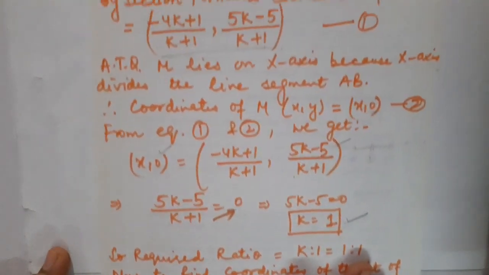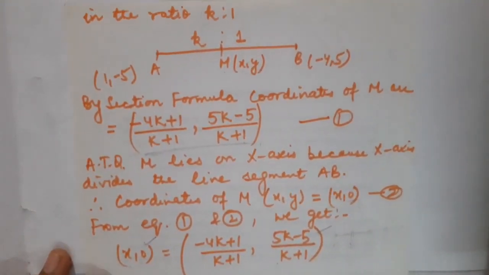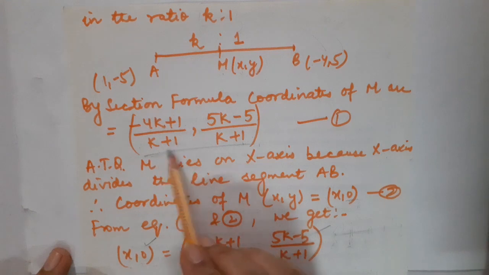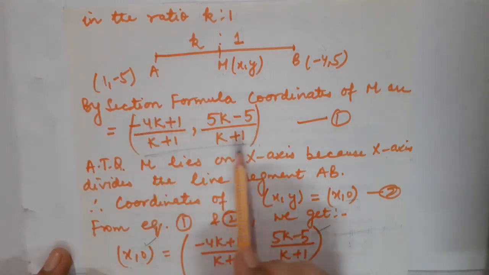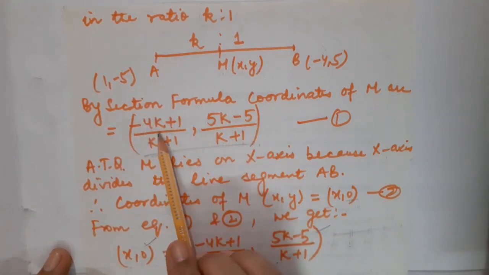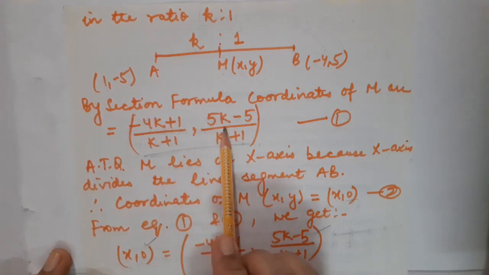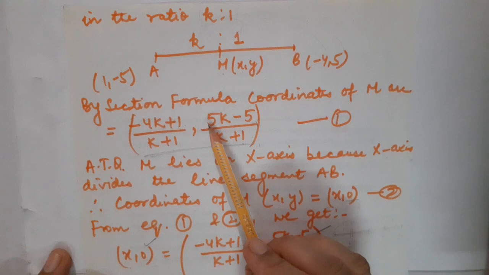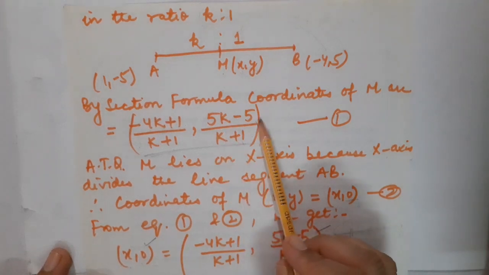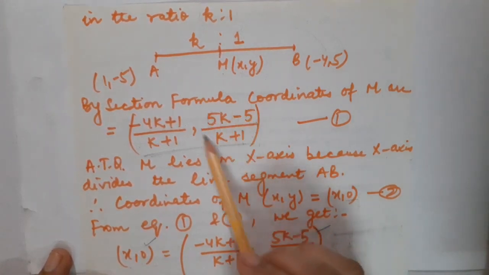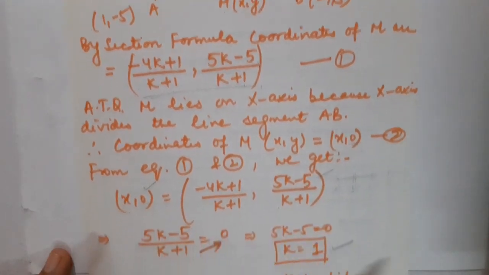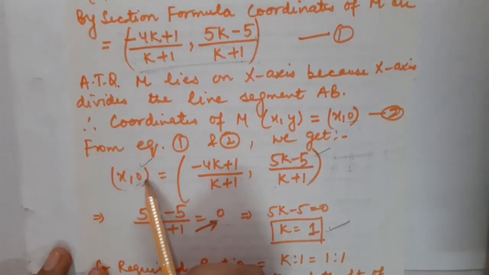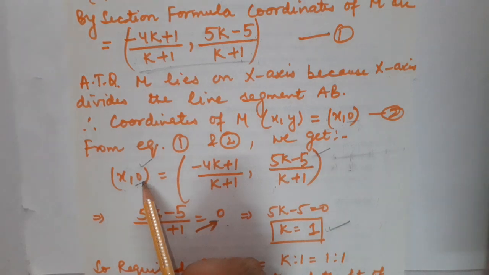So children, what else do I have to do? I have to calculate the coordinates of the point of division also. So I have to substitute the value of k in it. Here, if I substitute the value of k, that is 5 into 0 minus 5 upon 0 plus 1, it will become 0. That we already know basically. Why? Because we know that point M lies on the x-axis, so its ordinate is 0.